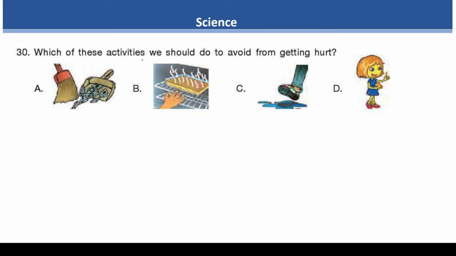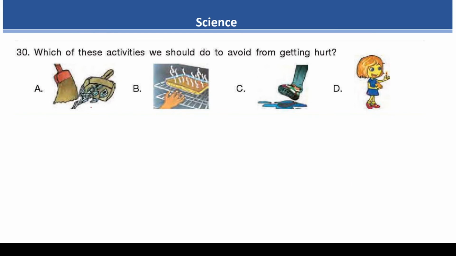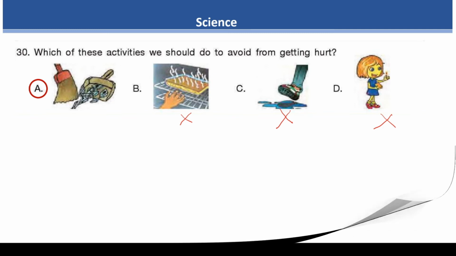Which of these activities we should do to avoid getting hurt? Again, an important one. I hope you get this right. Well, the right answer is option A, because picking up broken glasses can prevent accidents or us getting hurt. But touching a hot substance, running on slippery floor and playing with fire are dangerous. So do not do these things.